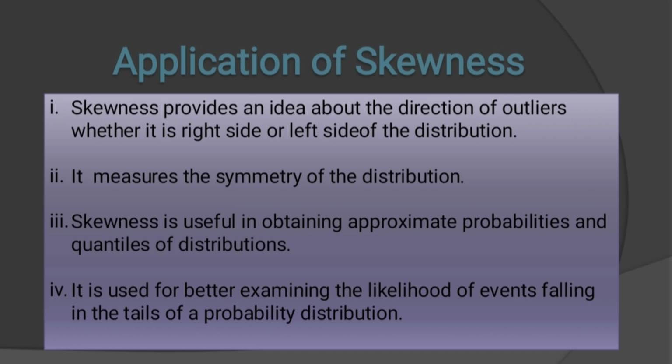Skewness provides an idea about the direction of outliers, whether it is right side or left side of the distribution. It measures the symmetry of the distribution. Skewness is useful in obtaining approximate probabilities and quantiles of distributions. It is used for better examining the likelihood of events falling in the tails of a probability distribution.